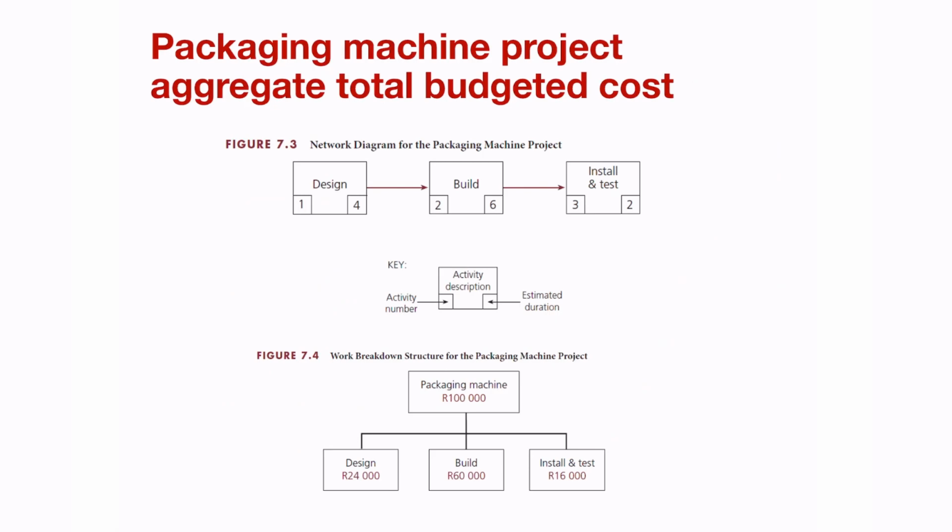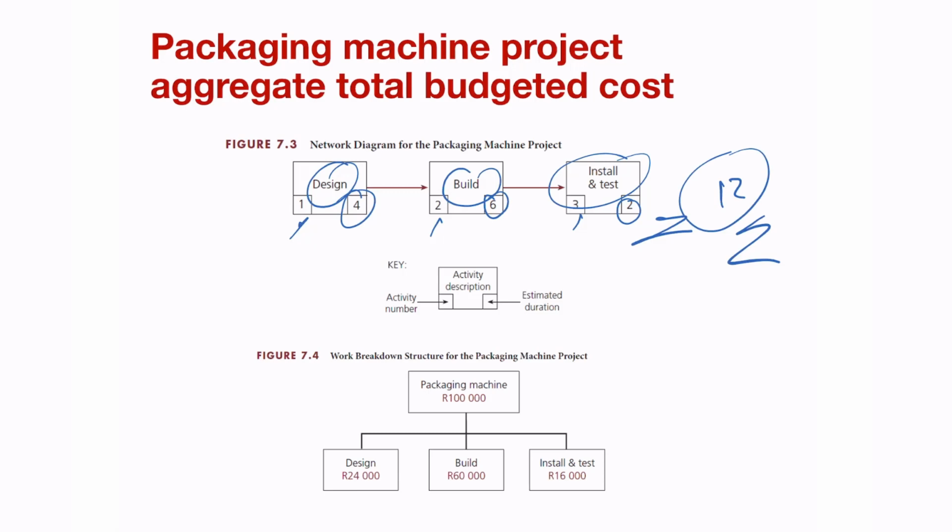So let's have a look at, as an example here, the packaging machine project aggregate total budgeted cost, or TBC. If we look at the network diagram for the packaging machine, there are 3 elements, which are design, build, and install and test. Activity 1, 2, and 3 take 4 days, plus 6 days, plus 2 days, which gives you a total of 12 days.